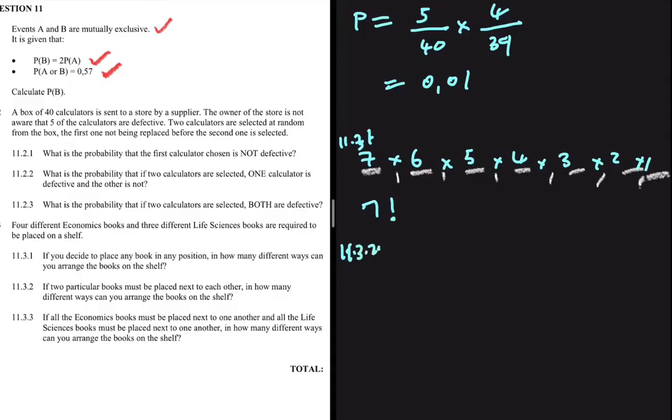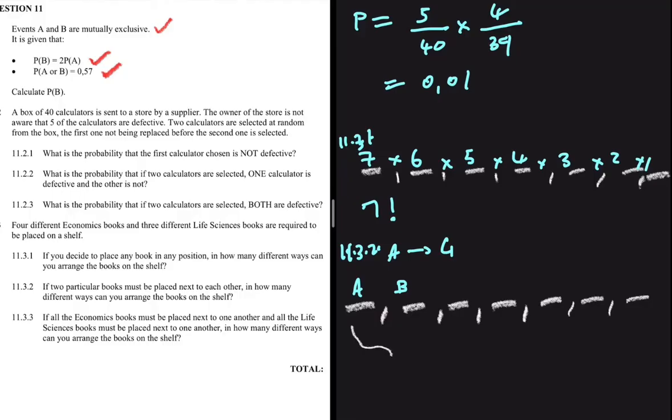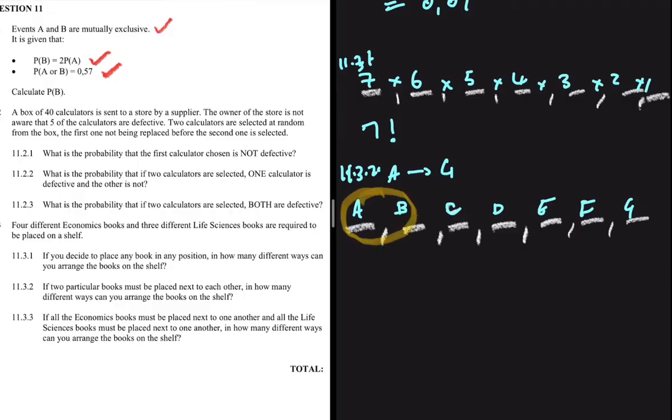11.3.2, if 2 particular books must be placed next to each other, in how many different ways can you arrange the books on the shelf? So let's go ahead and have our spaces again. So we have 1, 2, 3, 4, 5, 6, 7. Let's say we have books A to G, just for the sake of clarity. So let's say on the first slot we have A and B, right? And then they must be close to each other at all times. And then on the other slots we can have C, D, E, F, G.